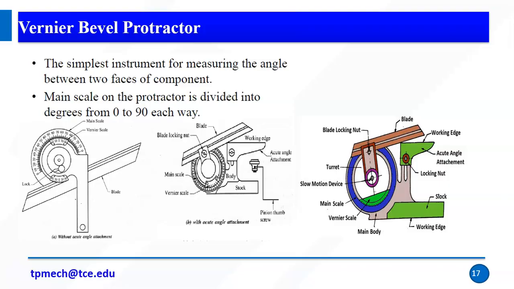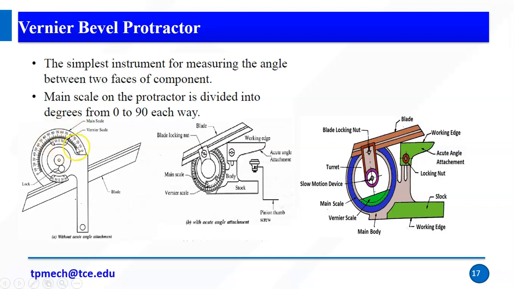Vernier bevel protractor. Right? So it is the simplest instrument to measure the angle between two faces of components. Right, so it is a simple measuring device. The main scale on the protractor is divided into degrees from 0 to 90 on each way. Right. So this is somewhat different. In an ordinary protractor we have 0 to 180 degrees, but here we have 0 to 0, with 90 in between. So on this side it keeps reducing from 90, and on this side it also keeps reducing. Right. This is the main scale.